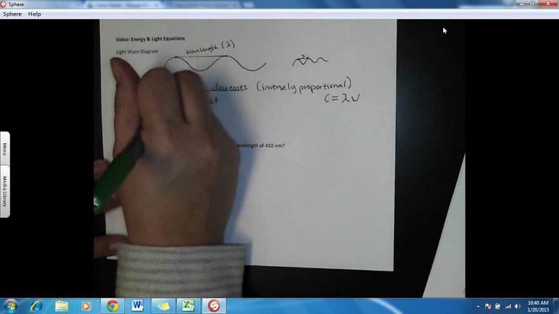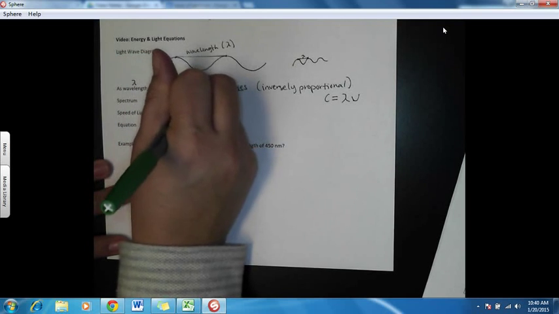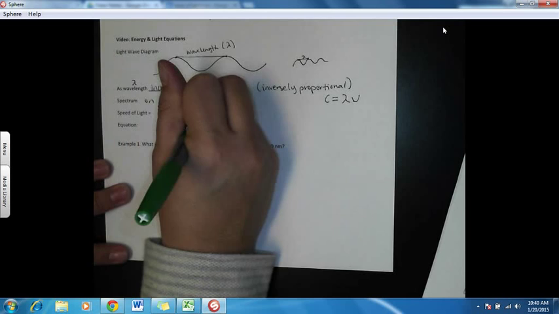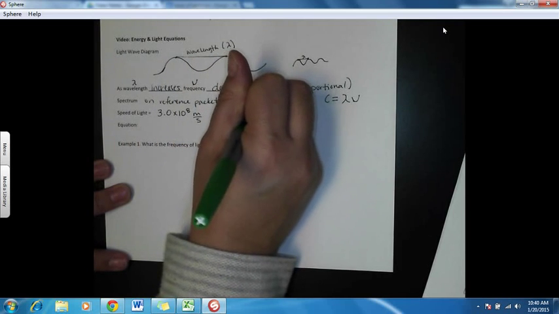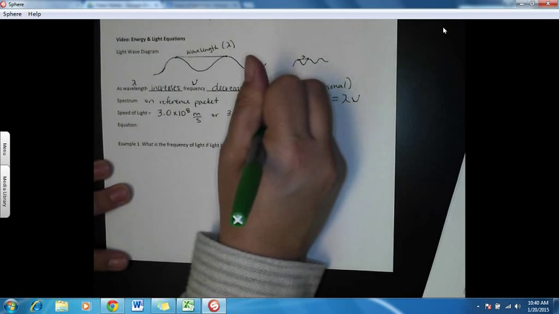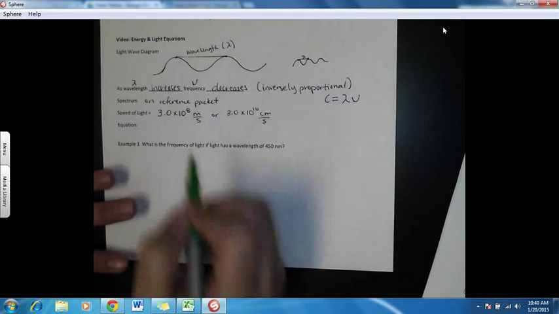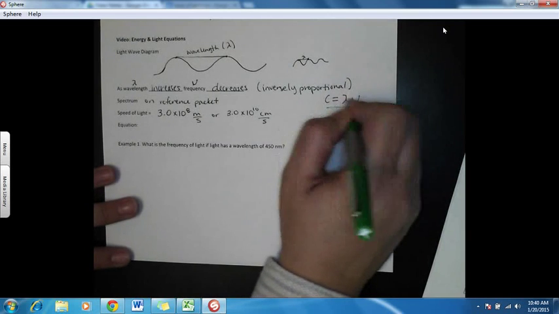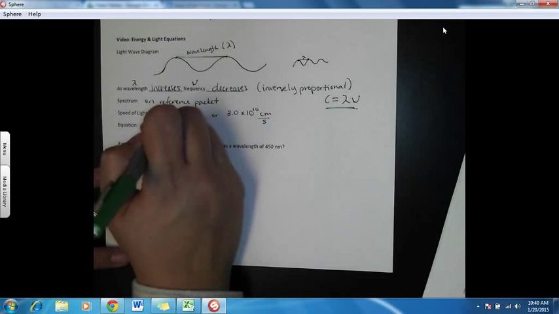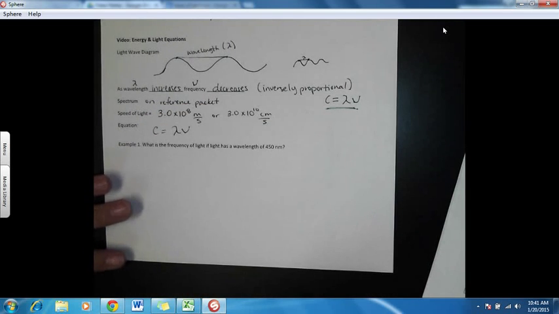The speed of light, however, is a number you're going to need to memorize, and that's 3.0 times 10 to the 8th meters per second, or 3.0 times 10 to the 10th centimeters per second. But really, we'll probably use it mostly in meters. The equation we're going to use, I already gave it to you, so I'll just rewrite it over here: the speed of light equals the wavelength times the frequency.